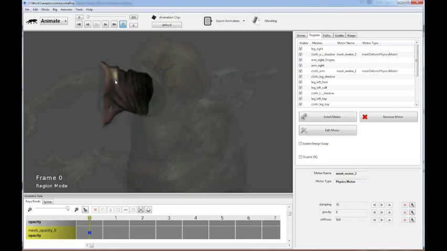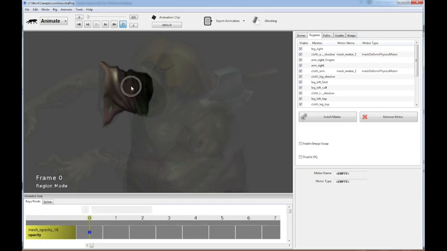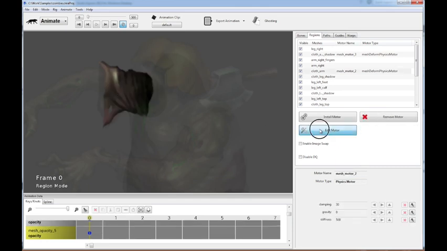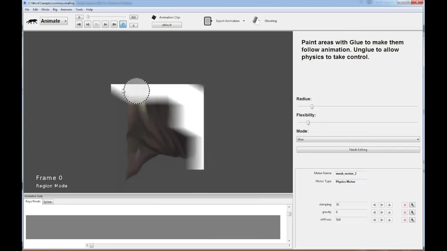So you're probably asking, what am I supposed to do? Well, you have to configure this motor, of course. So select this guy, and I'll click Edit Motor. So look at this. This is a sleeve of the character, right? And look at these white points over here. Okay, what does that mean?